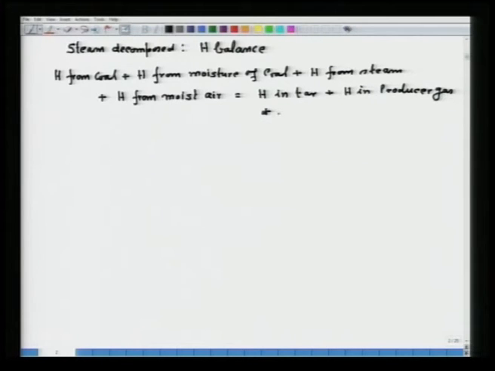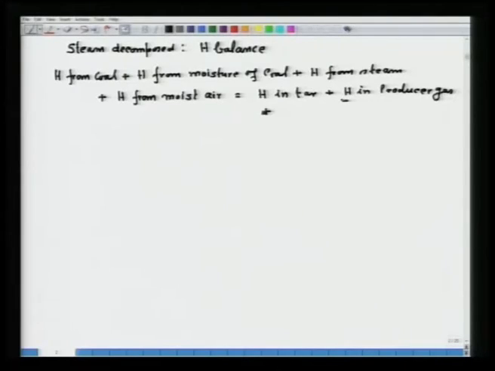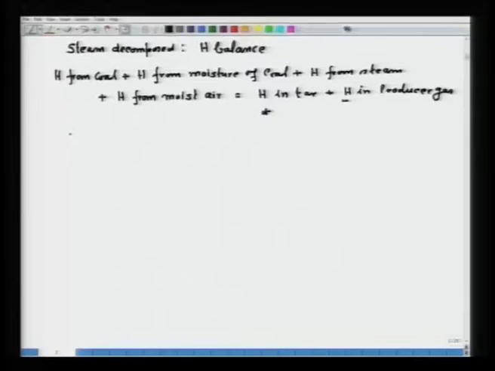Well, here what I have done by taking H in producer gas, I have taken into account H2 of producer gas as well as H2O of producer gas. So, both I am putting under the term H. If you wish, you can write down H2 in producer gas plus H in water of producer gas, that is one and the same thing. So, choice is yours. While performing H balance and to calculate steam decomposed, you have to take note of the following.